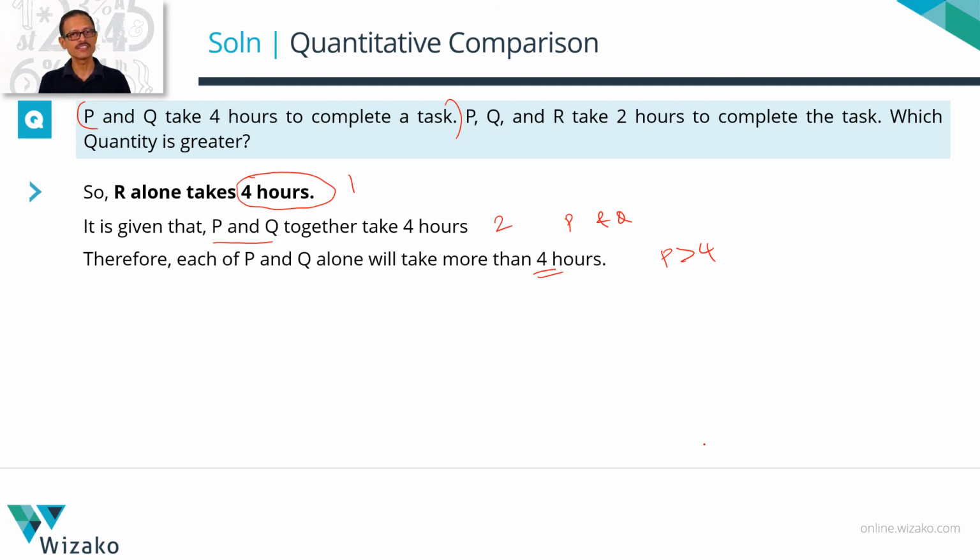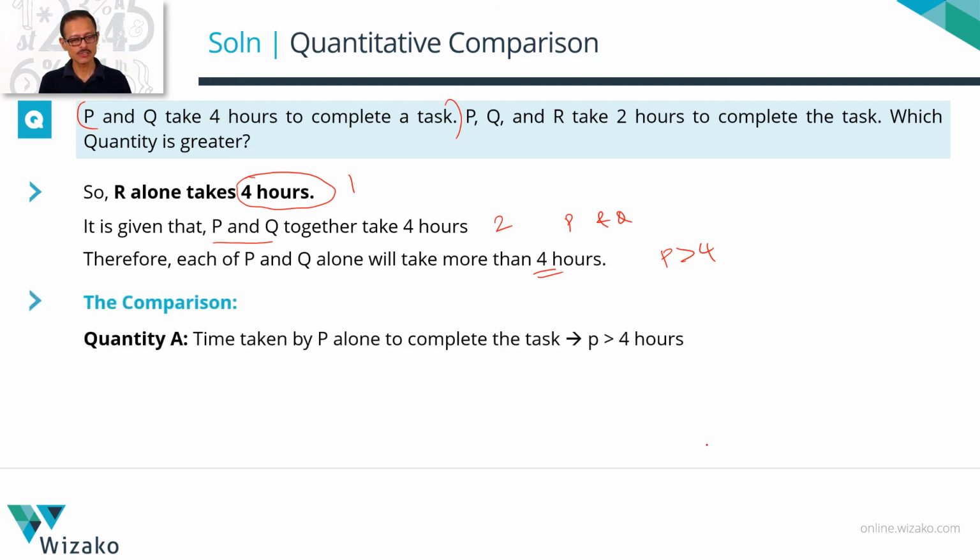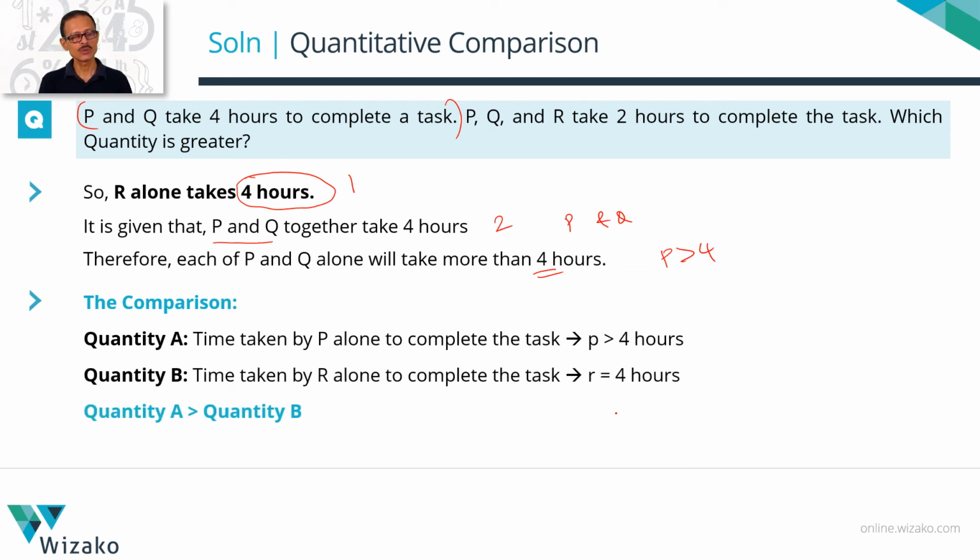Solving the two equations, we inferred that R is equal to 4. So quantity A is a number which is greater than 4. We do not know what it is. It could be a 6, it could be an 8, it could be even 100, it could be a 4.1. We do not know what that number is, but we know it's certainly greater than 4. Quantity B, which is the time taken by R alone, that's exactly 4. A number greater than 4 is going to be greater than a number which is equal to 4. So quantity A is greater than quantity B. Choice A is the answer to this question.